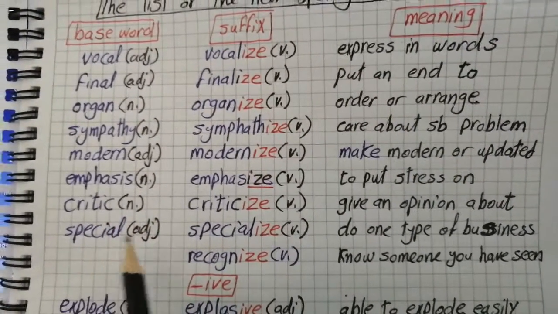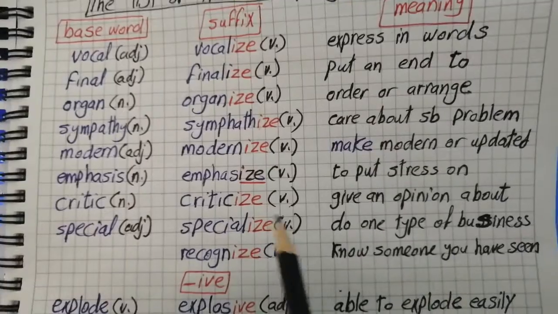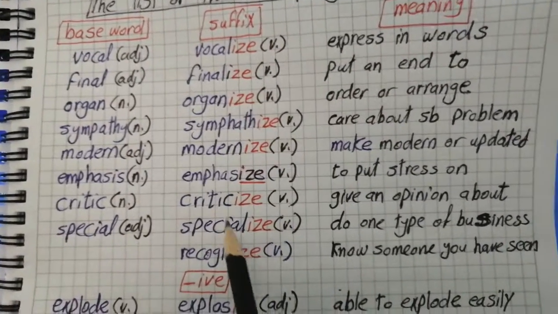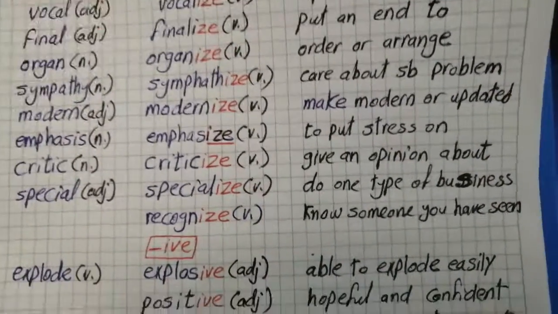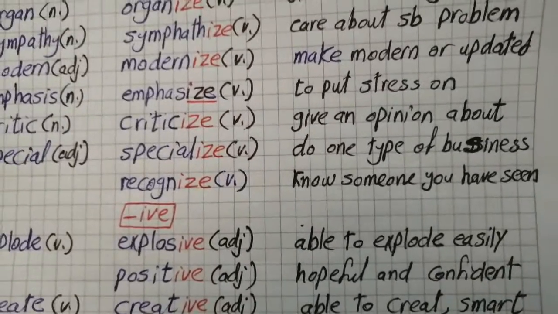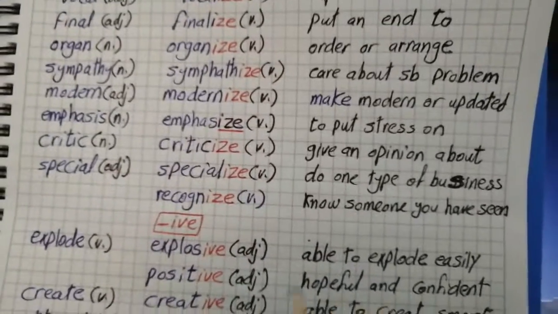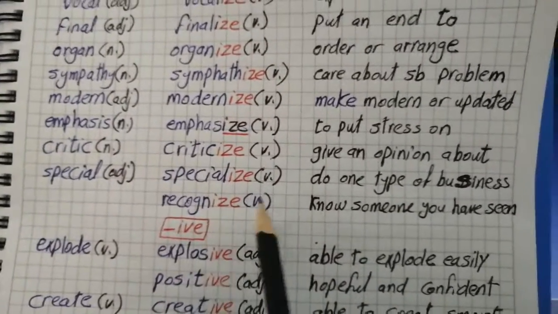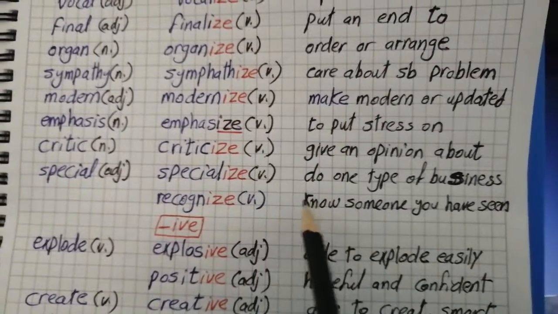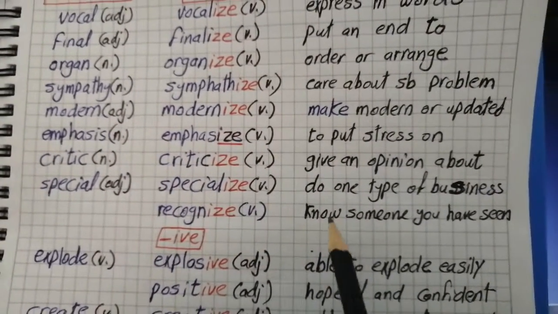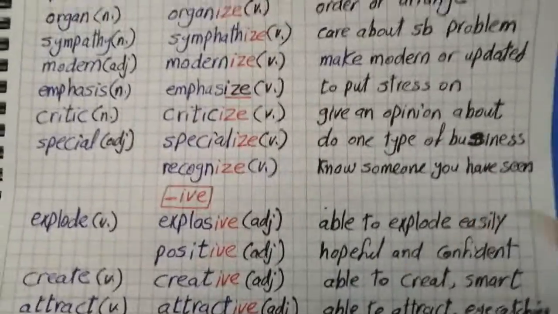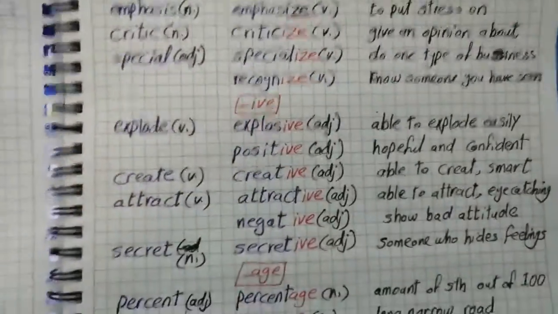So, special, an adjective. Specialize, change from an adjective into a verb. And specialize here means to do one type of business, to be specialized in doing that business. And recognize, IZE here as well. Of course, here recognize means to know somebody you have already seen before.